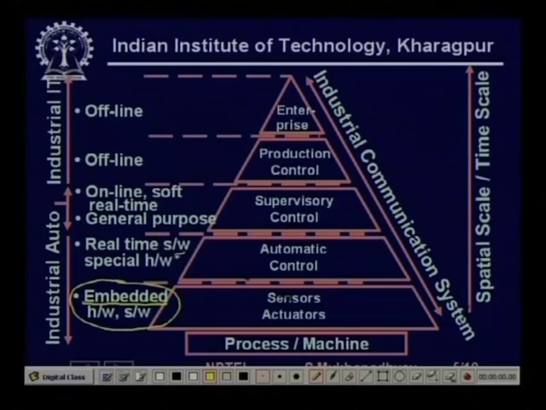PID control is a very generic control algorithm which is used for a number of process control applications, but the software is real time in the sense that outputs must be generated within a given amount of time, because every sampling time you have to generate the control inputs to the plant. So, you have real time software, and the hardware may be special purpose or general purpose, both are possible.